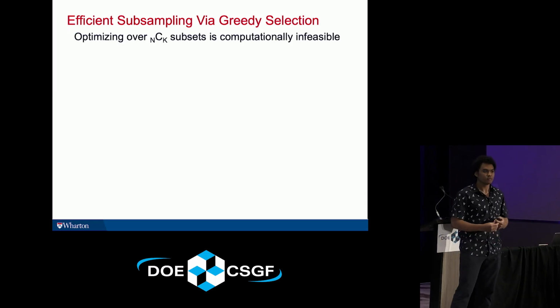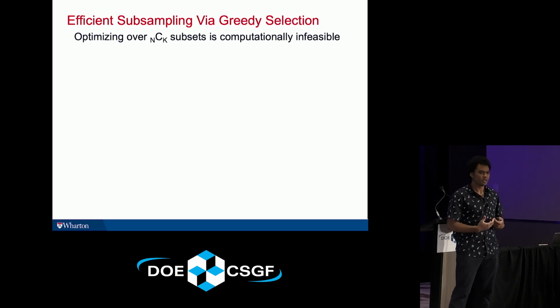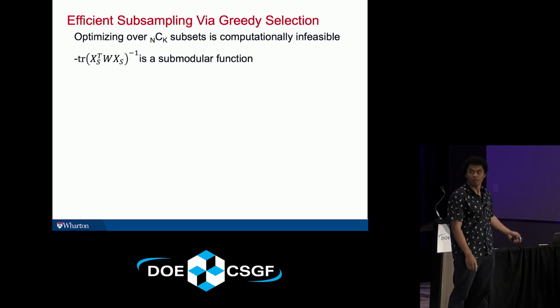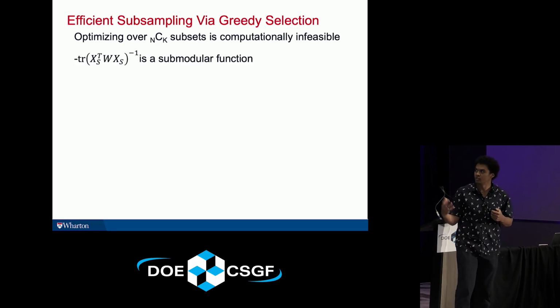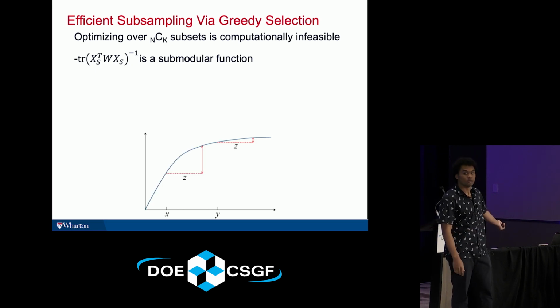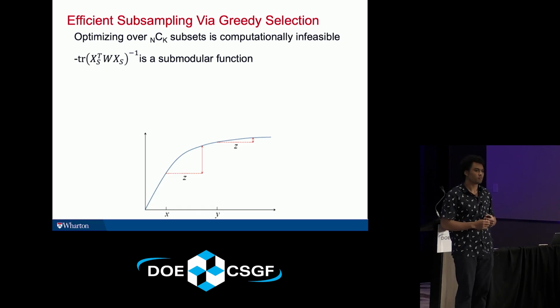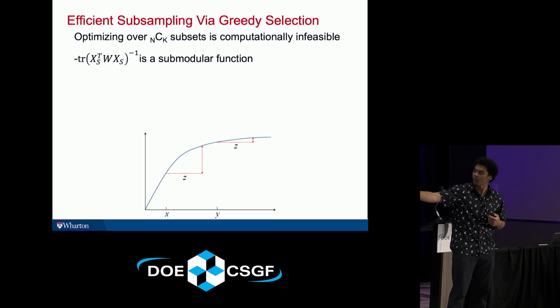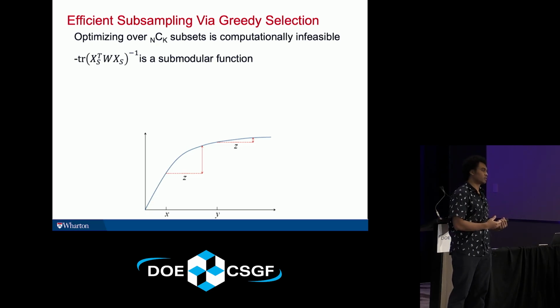We still have the problem of having to choose this subset, and choosing a subset requires you to look over all n choose k combinations, which is basically impossible. However, we're going to leverage the fact that this trace of (x transpose wx) inverse is a submodular function. A submodular function is one that exhibits marginal or diminishing returns. Imagine that x and y are set functions, x is a subset of y, and you want to add an element z. The marginal gain from adding z is going to be greater when you add it to x than when you add it to y. That's the diminishing returns effect.